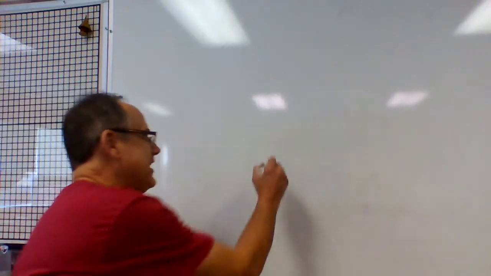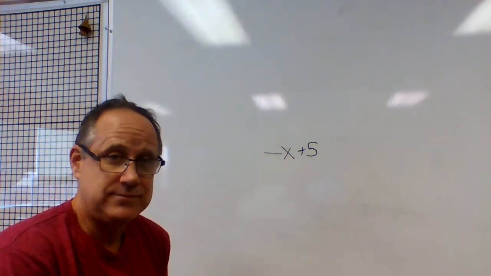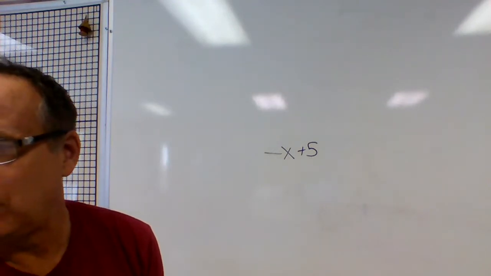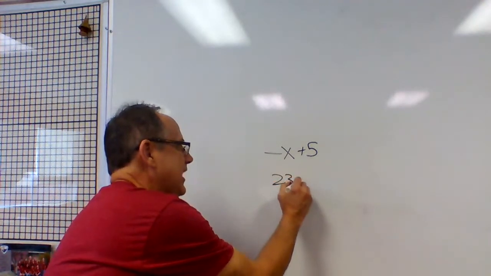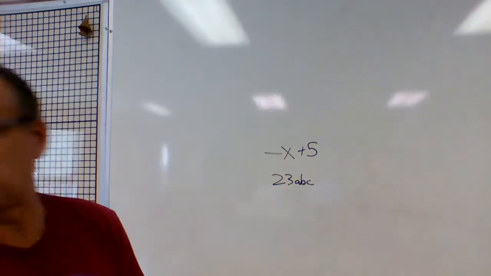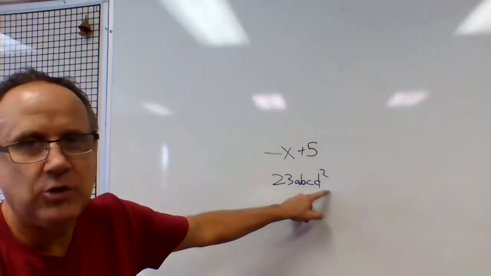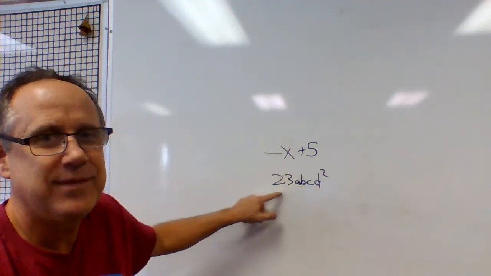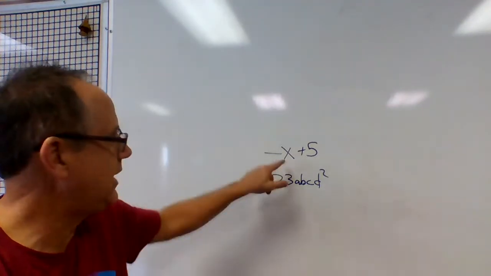So when we look down to guided practice, we see negative x plus 5. Is that a monomial? No. Two terms. So no monomial. How about 1b? What is it? 23abc squared. That's a monomial. When you multiply everything together, that's the product of all of these terms, that would be a monomial.